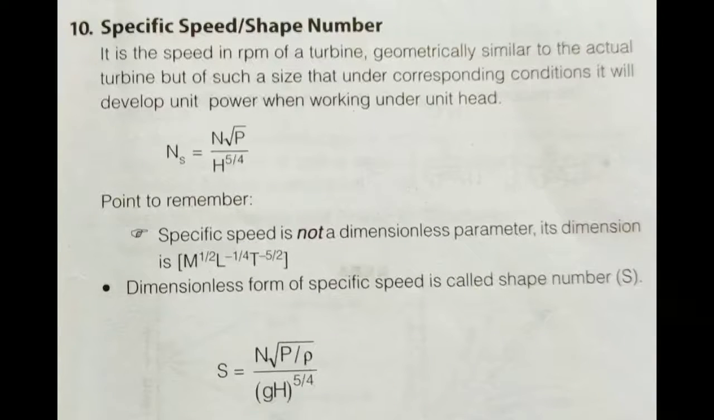Dimensionless form of specific speed is called shape number, that is S. S is equal to N root (P/ρ) by (gH) raised to 5 by 4.